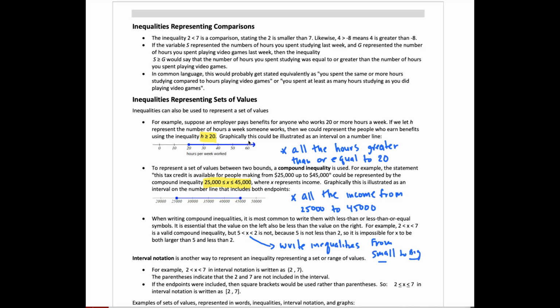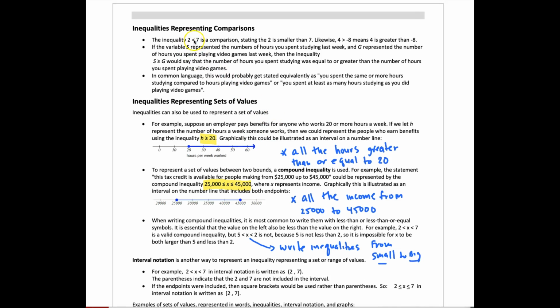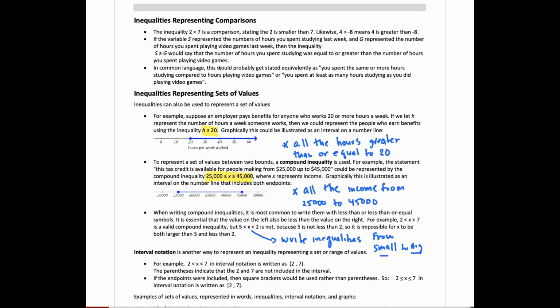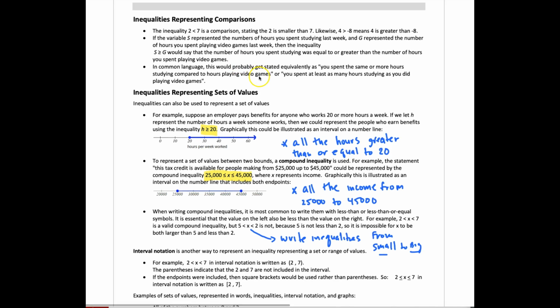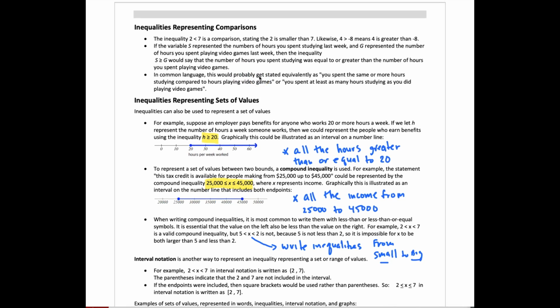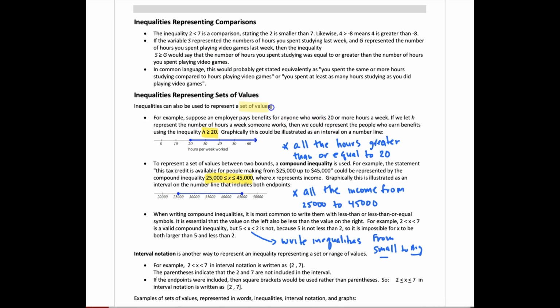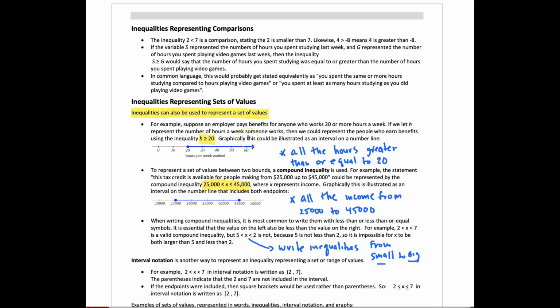What we see here are new symbols that describe something where it's not equal to, or it's some range of values, where something is greater than, less than, or in between, where we're looking for more than one value. Inequalities can be used to represent a set of values, and that's important in this process. And then we have a language we use for that.